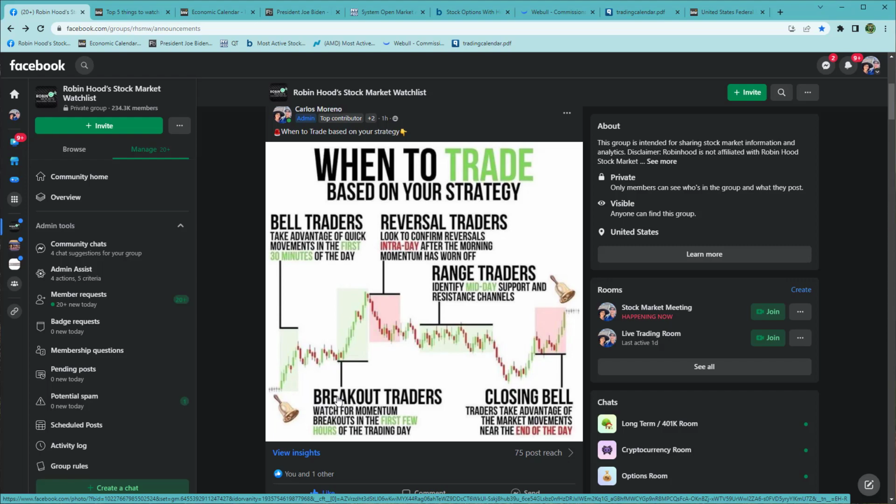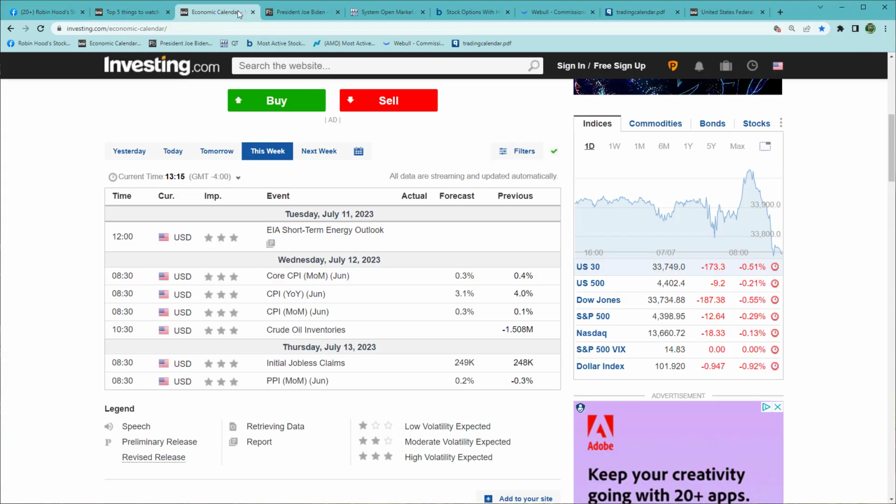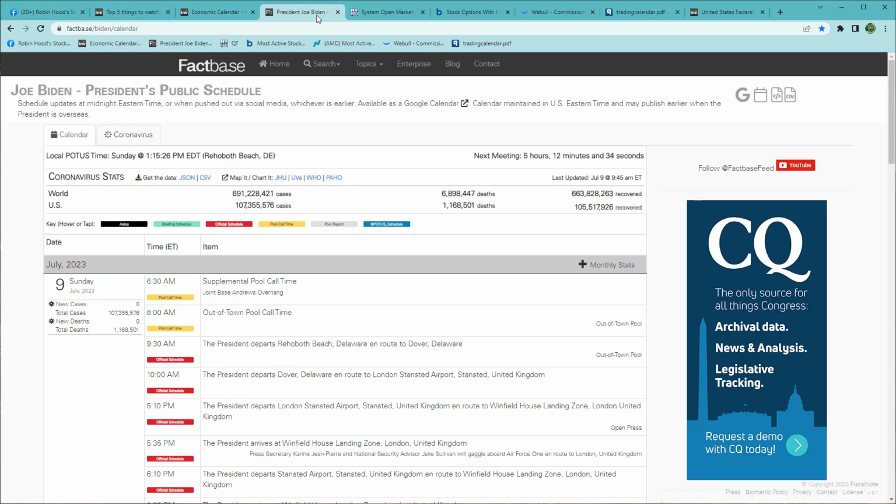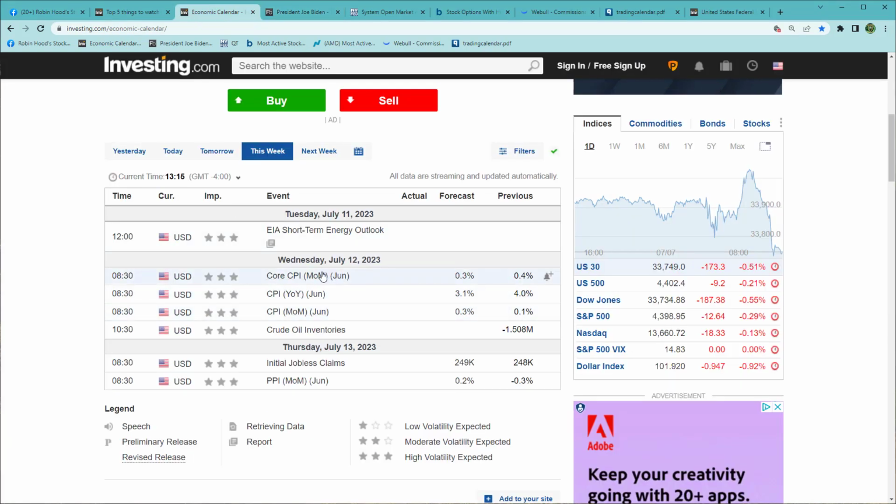Because now we have the breakout traders. Watch for the momentum breakouts in the first few hours of the trading day. But the only way we're going to know if there's going to be a breakout is by knowing the economic reports, because breakouts aren't just going to happen from nothing. They happen because of something, and they usually happen because of some kind of economic report for the most part, or some kind of news, and usually the news is the economic report.